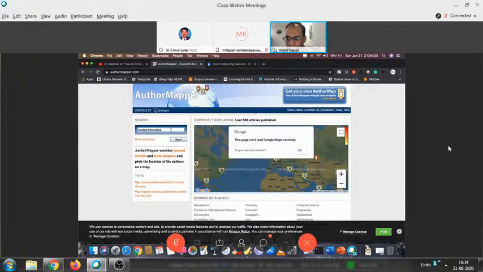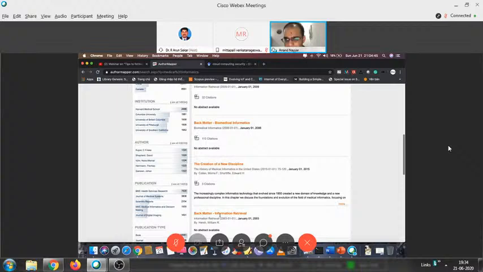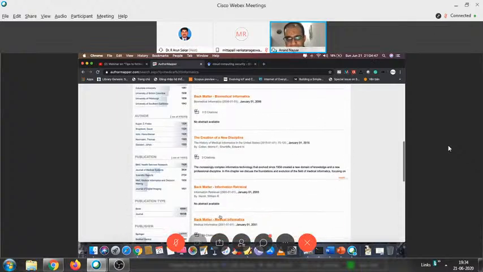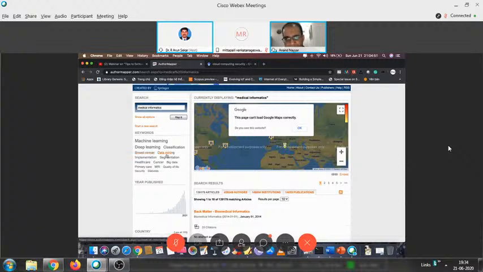You can do any type of clustering or any type of keyword search. So you can just click on map it. You can find all the research papers that are coming, and you can even refine your research with keywords like breast cancer, data mining. So you can see in medical informatics what other keywords you can have.